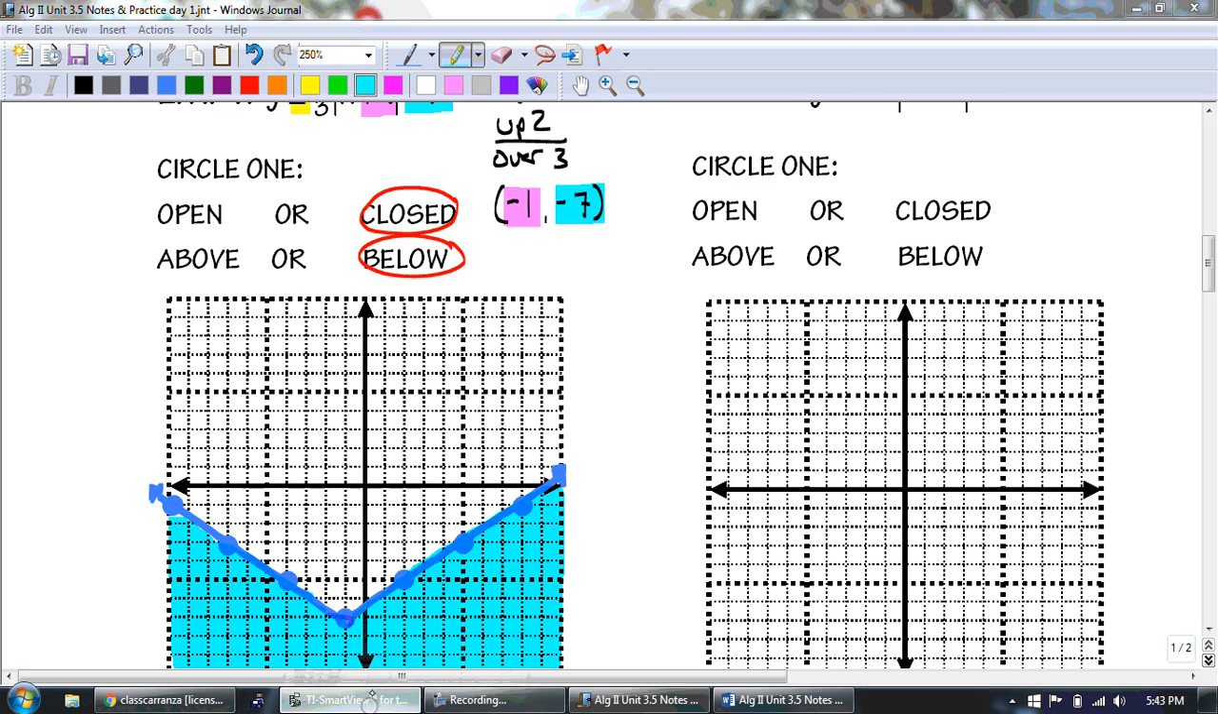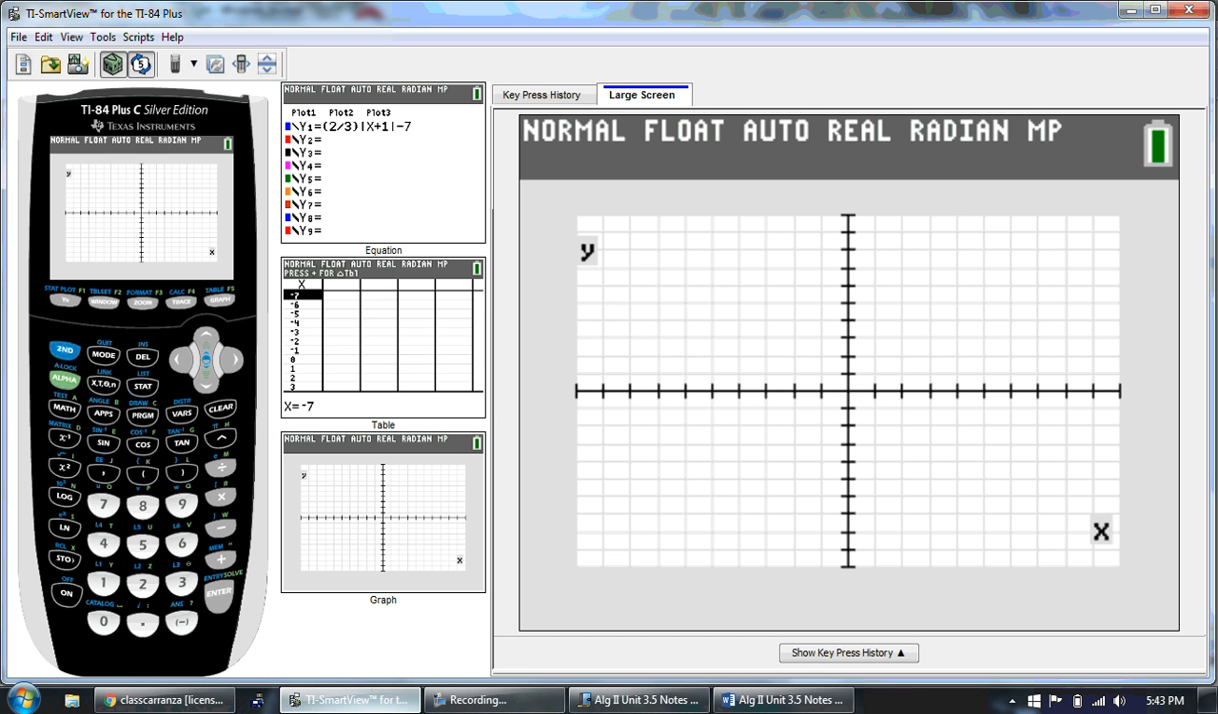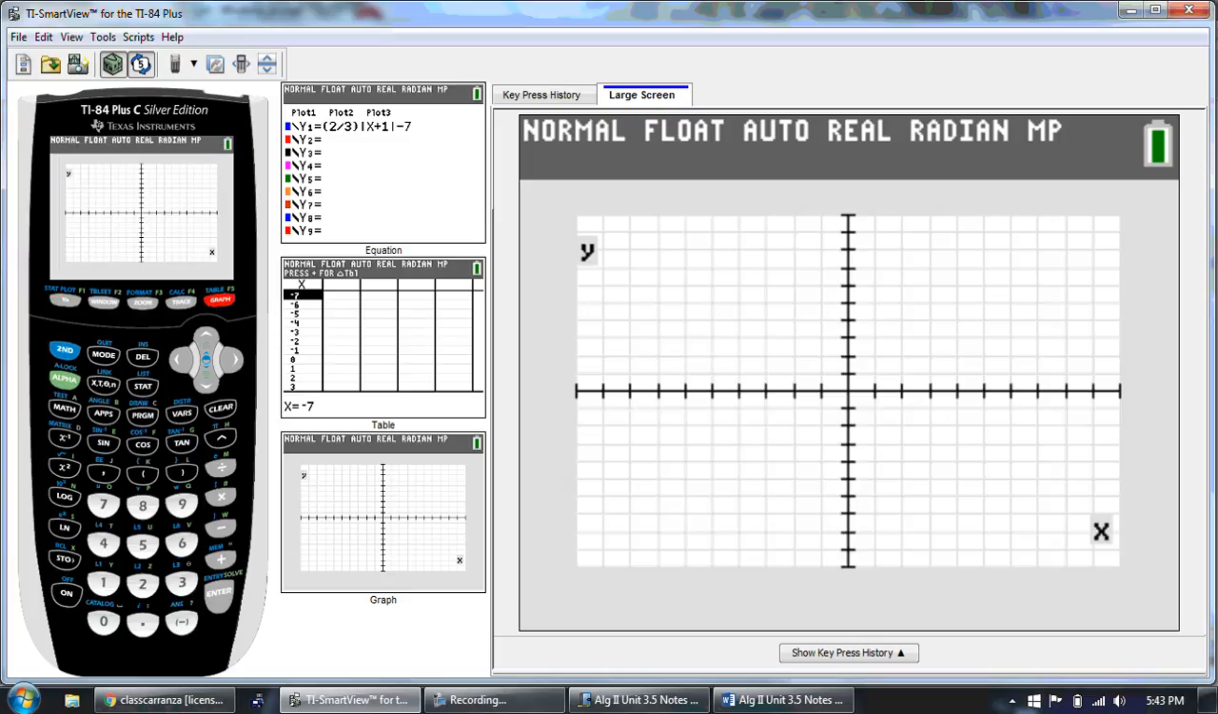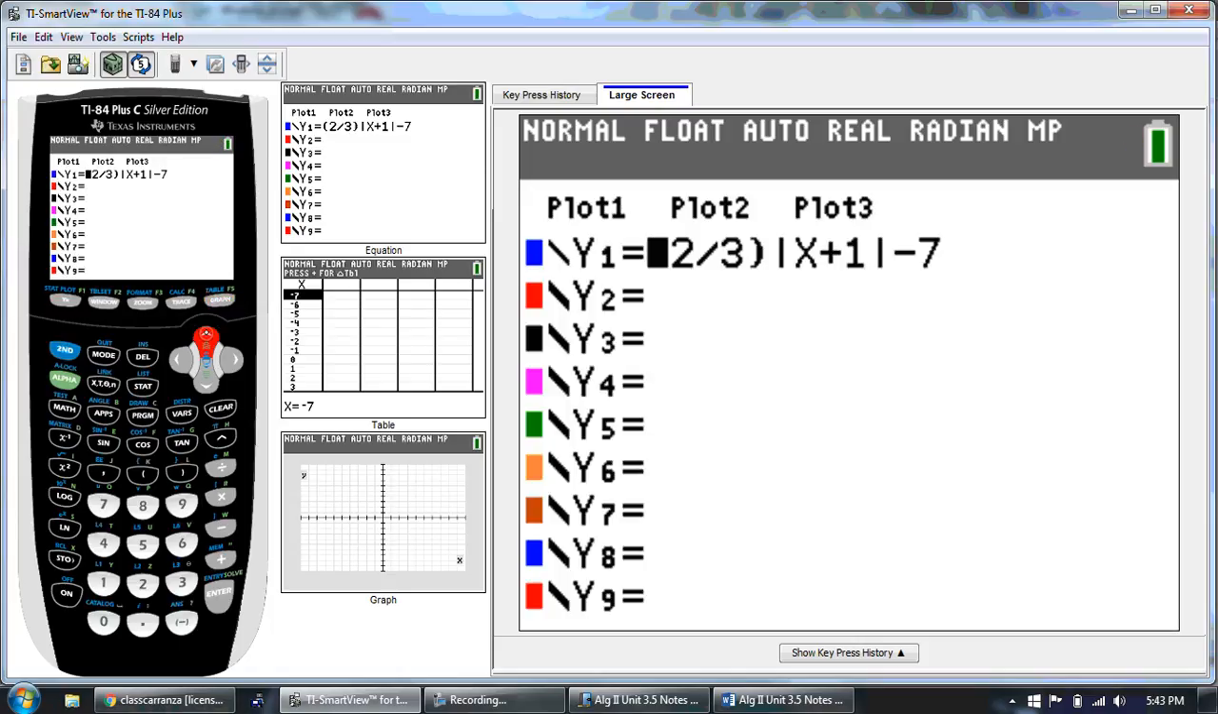Now, guess what? It's called a graphing calculator for a reason. If you can see, I've already inputted the equation, and if I just graph it, that should be exactly what it looks like coming up. Is it going to graph for me? Come on now.